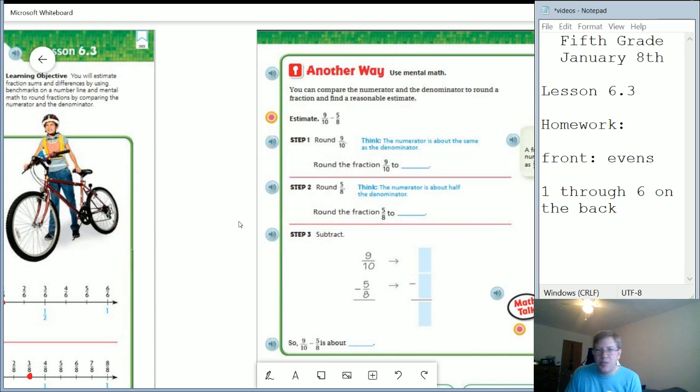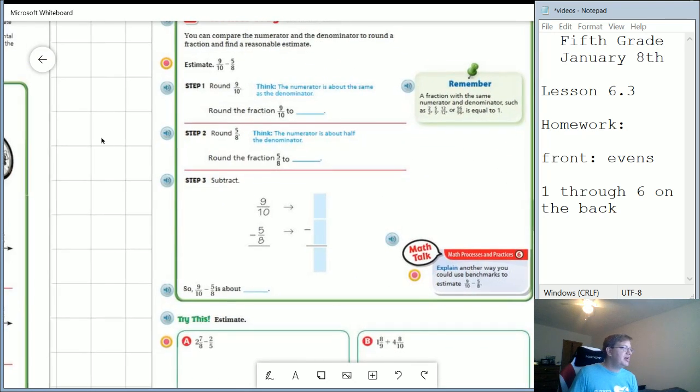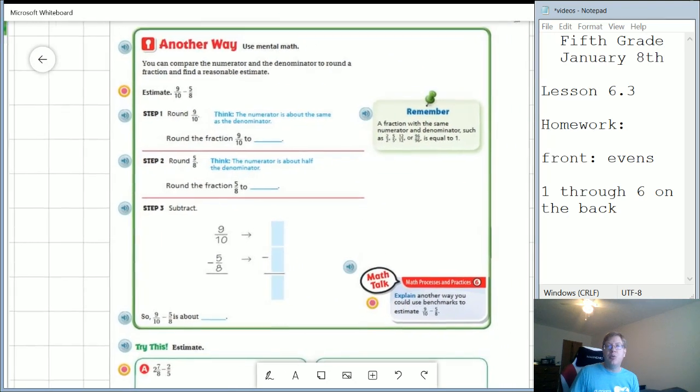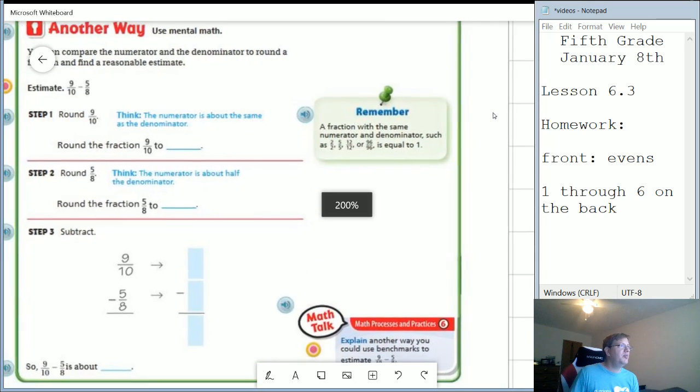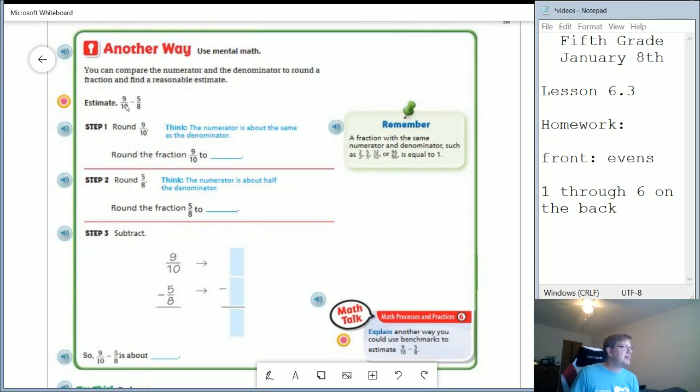So let's do a similar problem. This one will be on the next page, but we're going to be doing subtraction this time. So we are going to try to subtract 9/10 minus 5/8 just by using benchmarks.